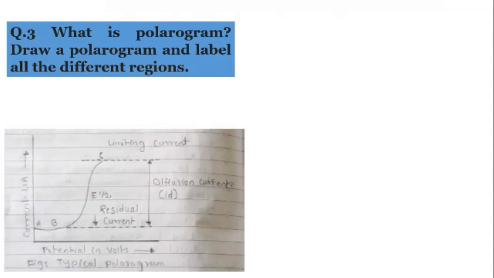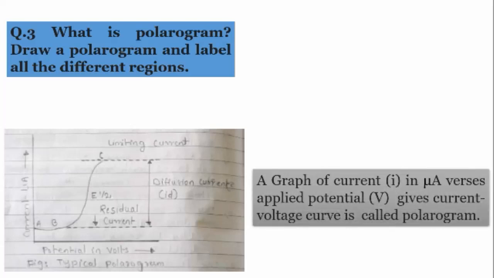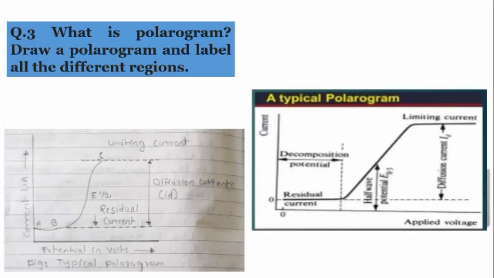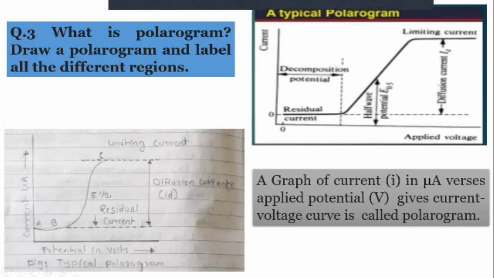Here you can see an S-shaped curve. On the x-axis there should be the potential, and on the y-axis there should be the current, and it is nothing but a current-voltage curve. That graph of the current in microamperes versus the applied potential, giving the current-voltage curve, is called the polarogram. Here you can see the different regions of this polarogram.